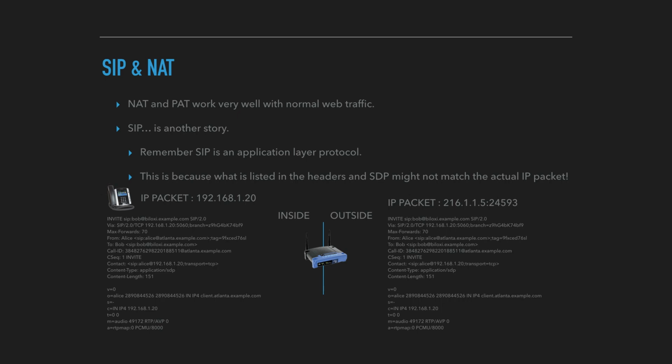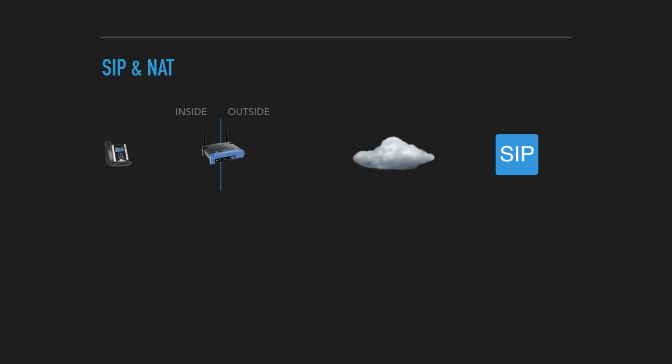SIP, though, that's a little bit of another story. You have to remember SIP is an application layer protocol. This is because what is listed in the headers and SDP may not match the actual IP packet. All right, so we have an invite that is going out here. The actual IP is coming from 192.168.1.20. But if we look down here at the c= line, it remains the same there. We send it to the outside, and while the packet has changed, and we're using port address translation, the actual SIP message and the SDP remain the same. So that is going to give us some issues.